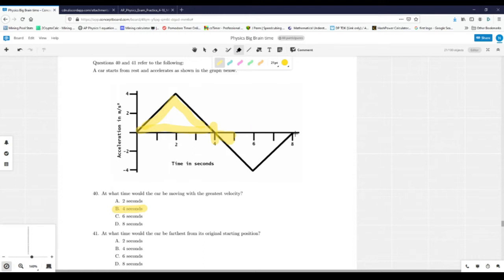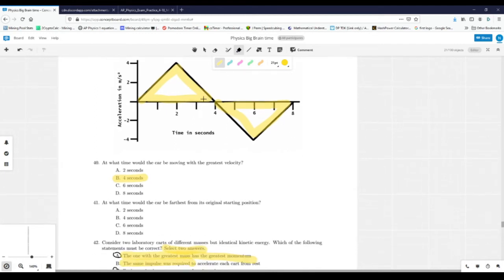Now, before I move on to the next question, I want to ask, what will the velocity be after 8 seconds? Zero. Why is it 0? Because the two triangles, the positive one and the negative one, are equal. So they're going to cancel out by the time you reach 8 seconds. Yep. This one's positive, this one's negative, and they're equal. So by the time we're at 8, the velocity is 0.